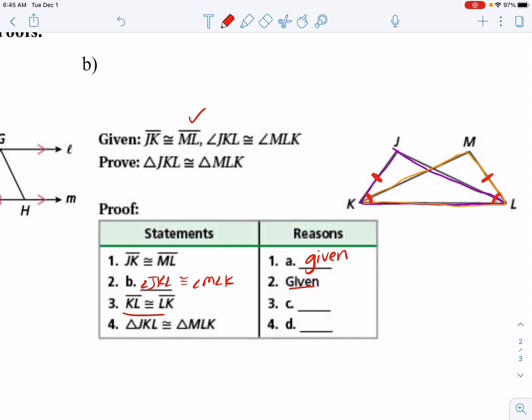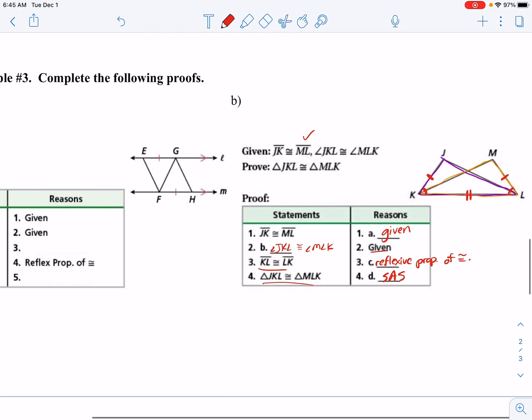And then we're told KL is congruent to LK. That's this bottom side, which is a shared side. I would almost be okay with you writing shared side, but really we're stating that one length is congruent to itself, which is the reflexive property of congruence. So let's state that. And now you have enough information because you have a side, angle, side in both triangles. Actually, sorry, we already have our statement here. Triangle JKL is congruent to MLK because you have side, angle, side congruence information.